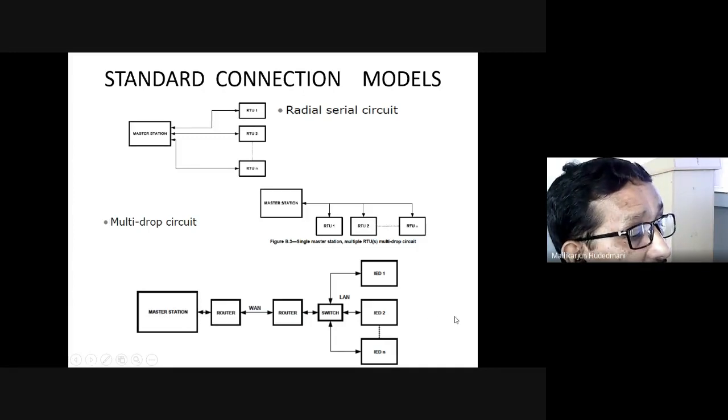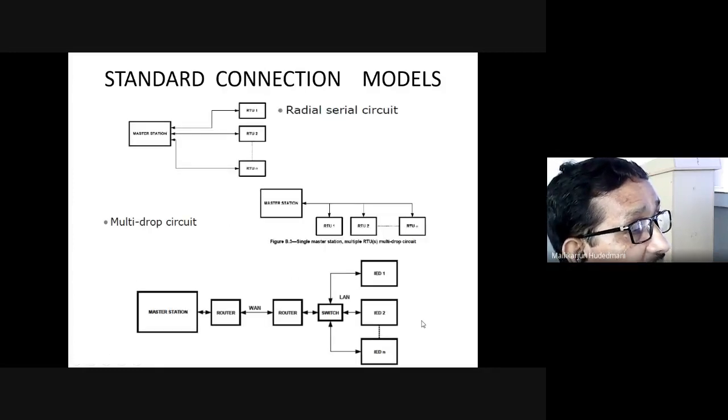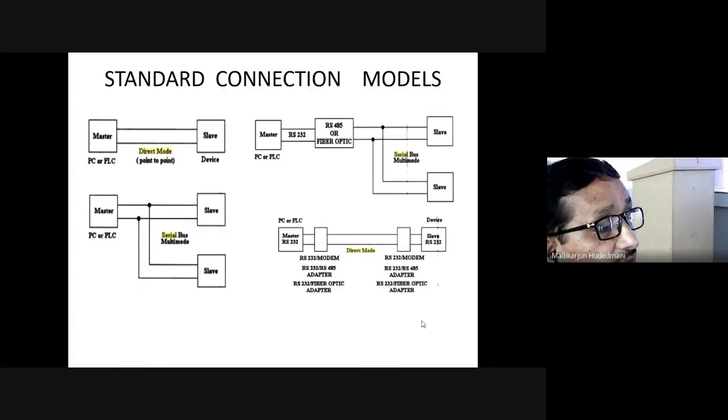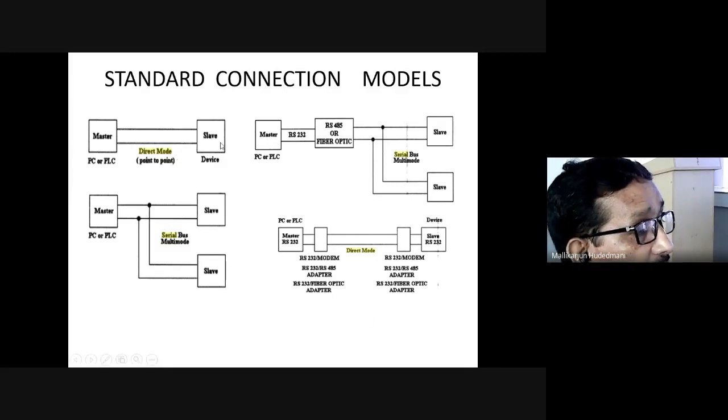Then similarly, we had discussion on individual standard connections by block diagram. This is there in your textbook by Dr. K. Umarao as well. It can be a direct mode, point to point. There could be a master equipment and a slave equipment, directly one-to-one. There is a physical connection.